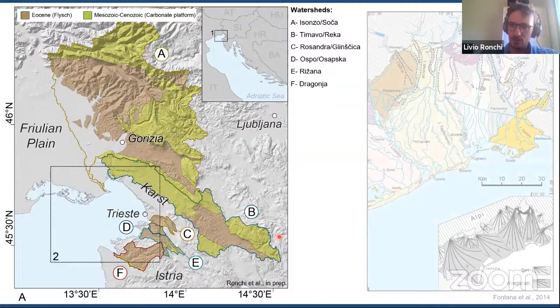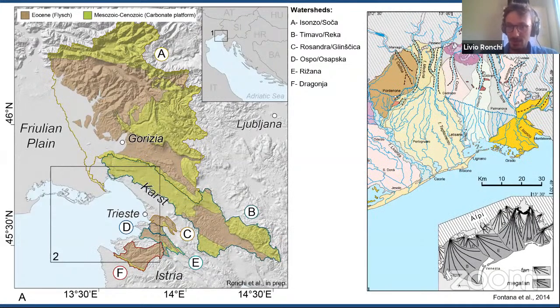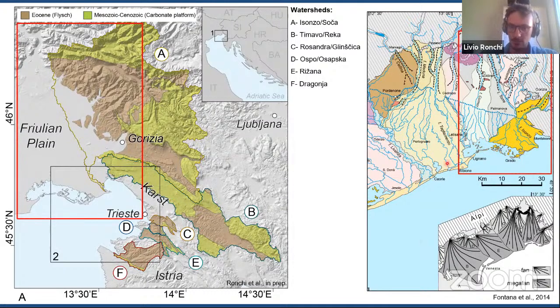Second thing that I want you to know is that Isonzo and many of the other rivers from the southern Alps during the last glacial maximum built a megafan, and this yellow one is the megafan of Isonzo, which has some characteristics of course. It's still visible on the modern plain, and we will see later why it's important to know this fact.